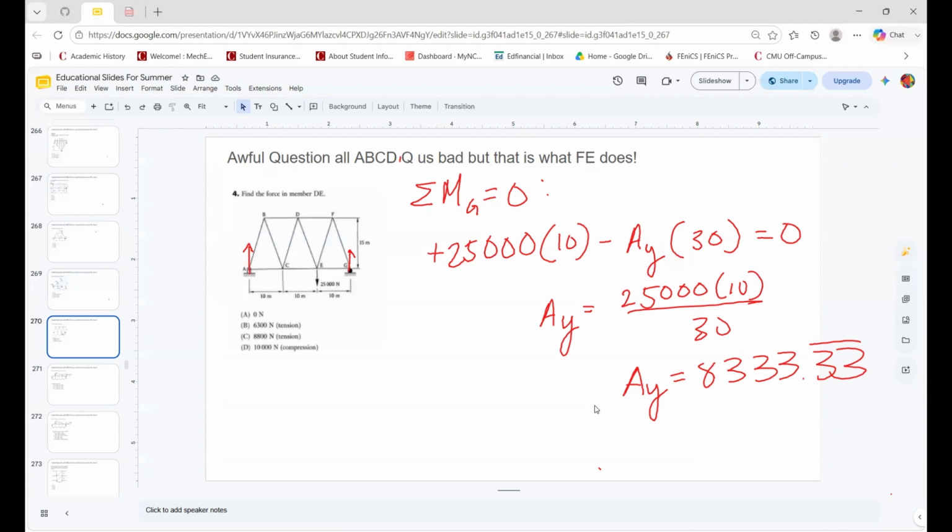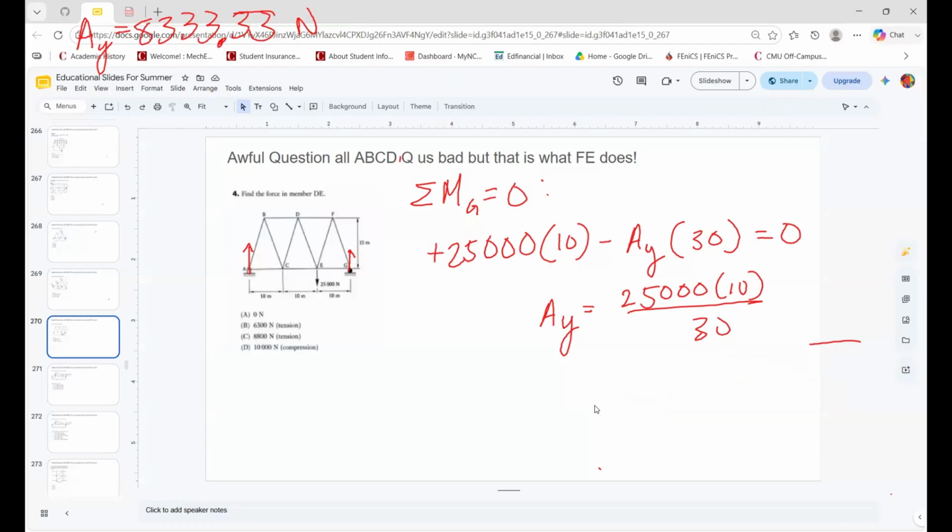Three zeros, multiply 10. Okay, here. And 8333. I should have gotten, let me just check something. 25, minus this. I should have got 58,000 for the G. I think there's some mistake. Whatever. AY equals 83333.33 newtons.